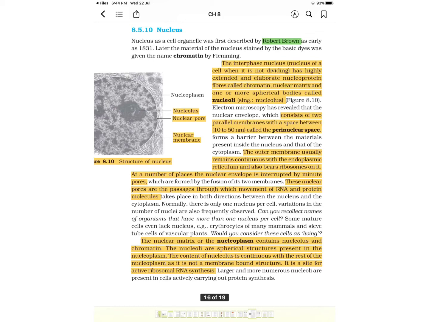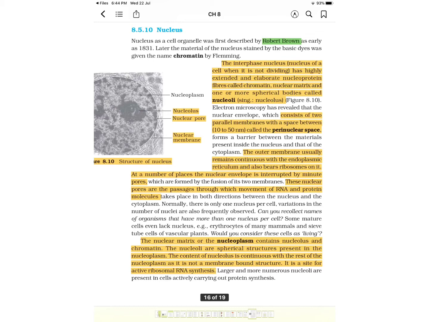Now, in the center region inside the nucleus, a round spherical body known as the nucleolus is present. Sometimes more than one nucleolus is present; they are known as nucleoli. The nucleus is surrounded by two layers, the outer membrane and the inner membrane, and between them a space is present which is known as perinuclear space.